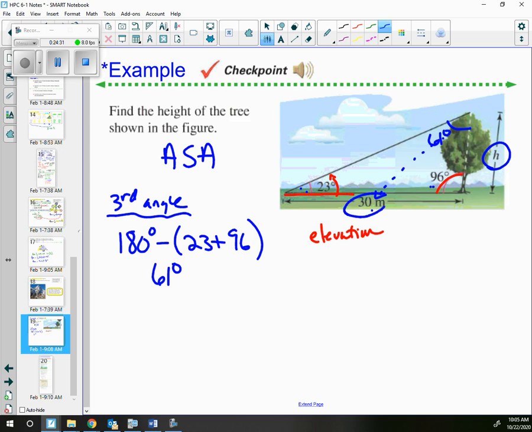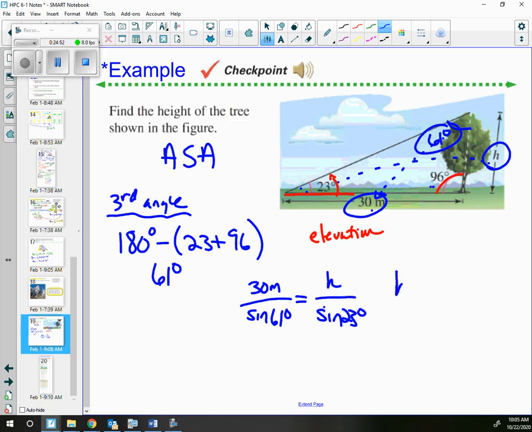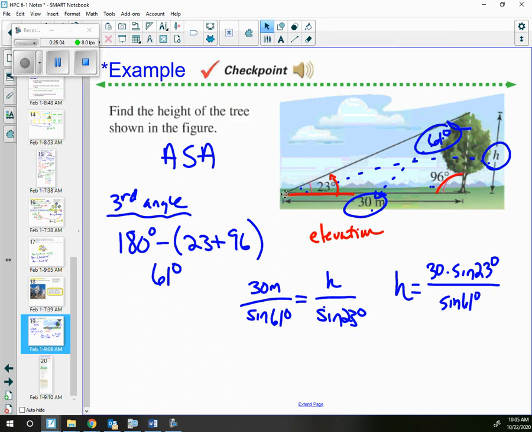Now we know everything about the side and the angle across from it, so we can set up law of sines. So we have 30 meters is to the sine of 61 degrees as, okay, now which one do we want? Well, we want the height, and what's across from the height is that 23 degrees. So the height of the tree is to the sine of 23 degrees. So we can cross multiply and divide and solve. Let's go ahead and do that. So 30 times the sine of 23 degrees divided by the sine of 61.